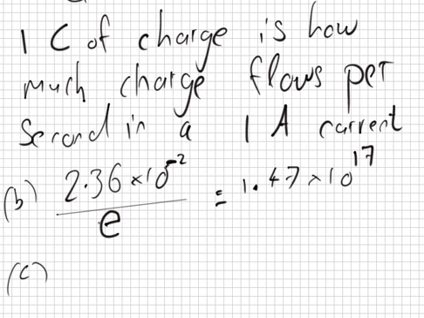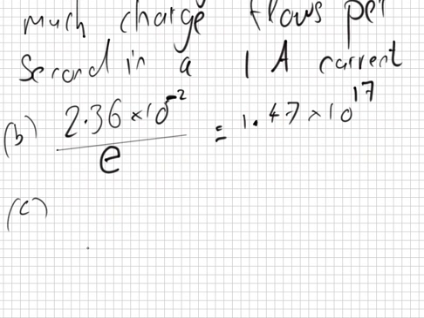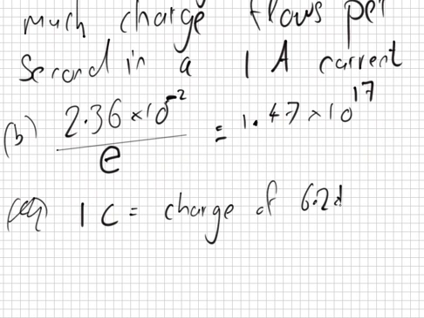I don't think this is a mole. How much is a mole? How much is Avogadro's number? 6.022 times 10 to the 23. No, it's not quite that. But 1 coulomb would be the charge of 6.2 times 10 to the 18 electrons. Avogadro is 6.02 times 10 to the power 23. So it's not quite a mole.